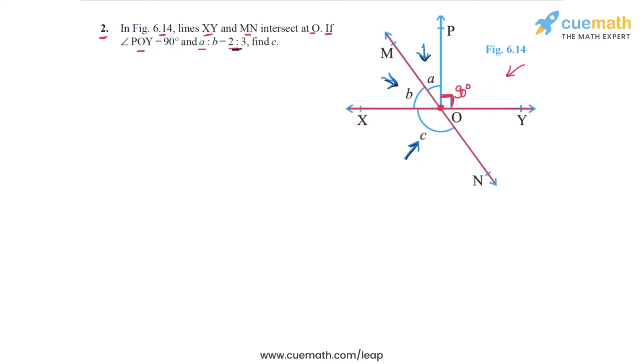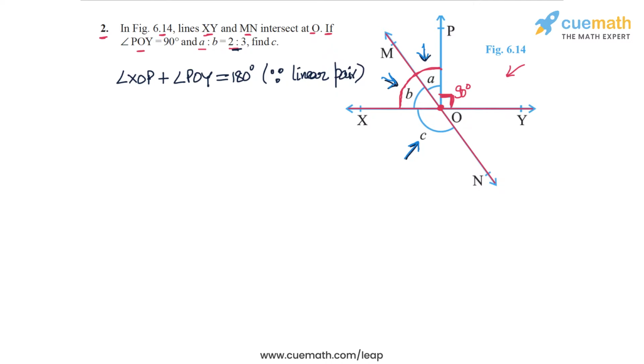So I want you to observe this angle XOP, this angle. What do you think is the measure of this whole angle? Well, angle XOP forms a linear pair with angle POY, and angle POY we know is 90 degrees. So from here we can find angle XOP. So let's write this: angle XOP plus angle POY must be equal to 180 degrees, because these two angles form a linear pair.